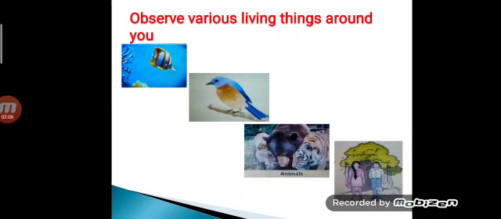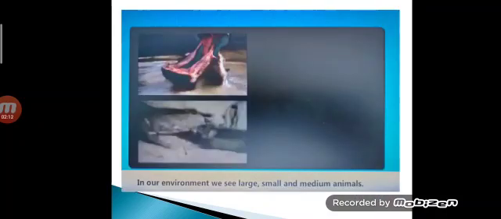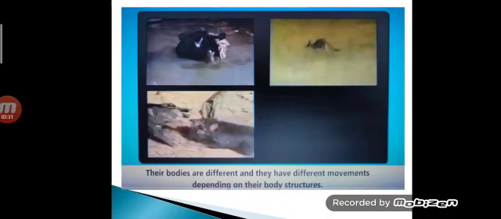These are the things which we observe in our surroundings always. In our environment, we see large, small and medium animals. Their bodies are different and they have different movements depending on their body structure. So basically it means that in a particular area or in a particular region, specific animals and plants survive because that surrounding, that condition, that environment, that climate is suitable for their growth.